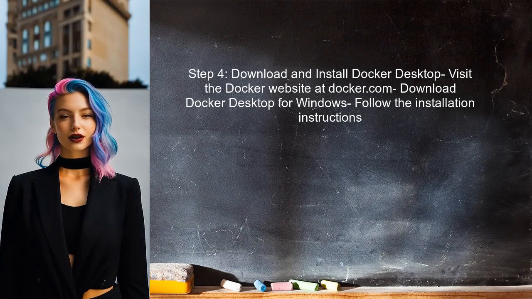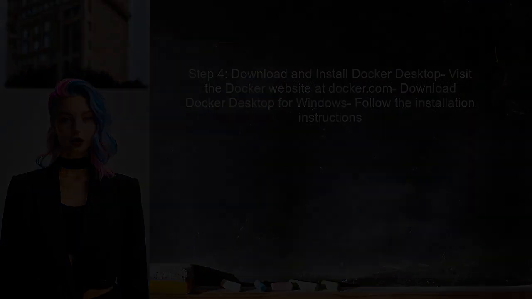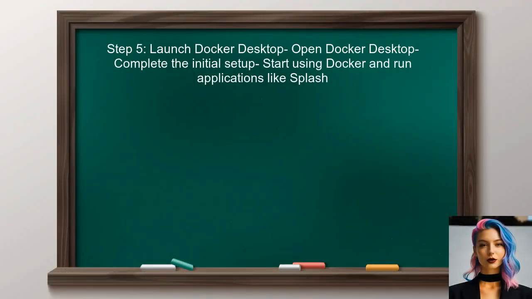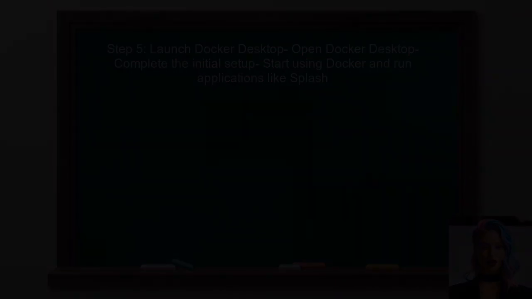Once the computer has restarted, the user should download and install Docker Desktop for Windows. This version is compatible with Windows 10 Home Edition. Finally, the user should launch Docker Desktop and complete the initial setup. This will allow them to start using Docker and run applications like Splash.